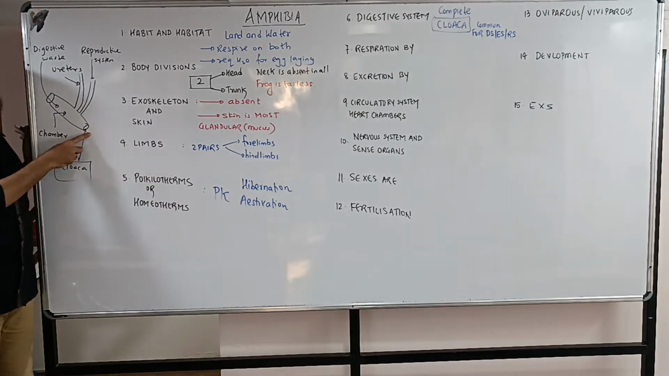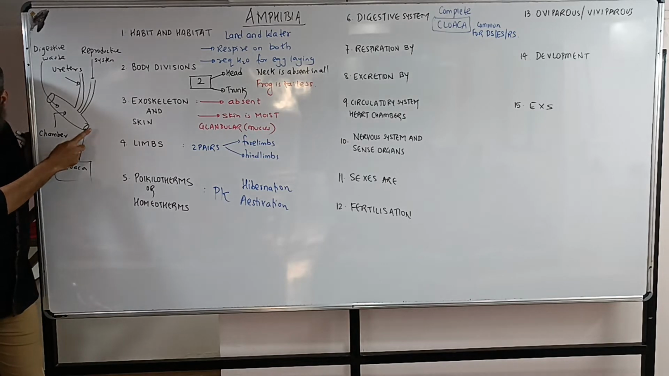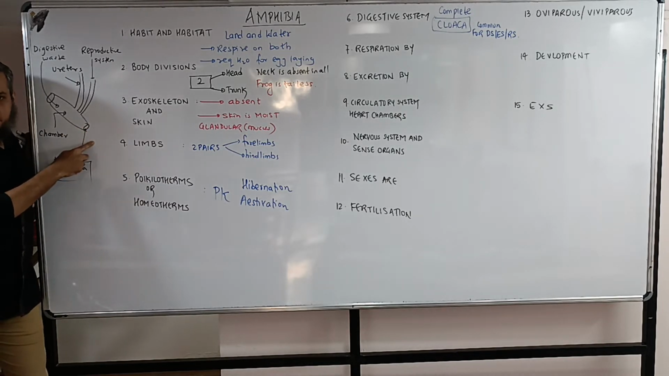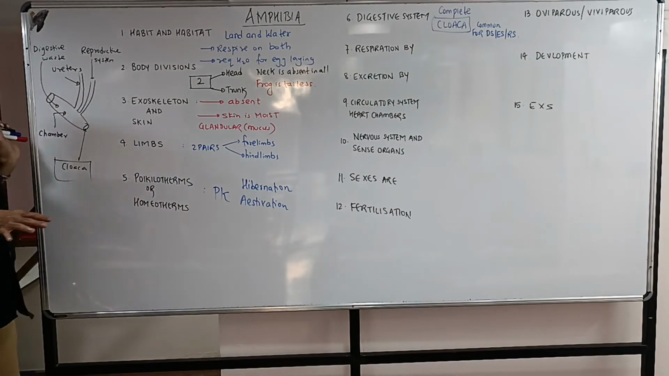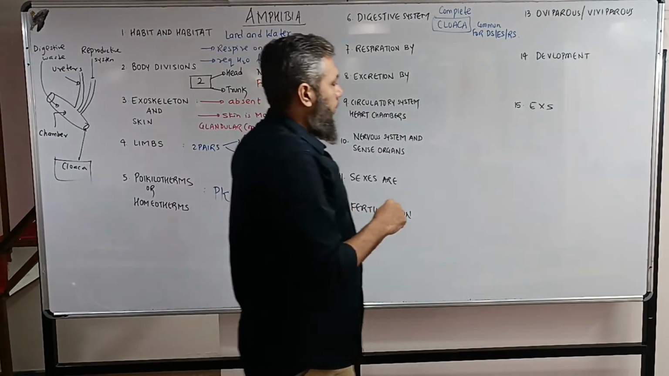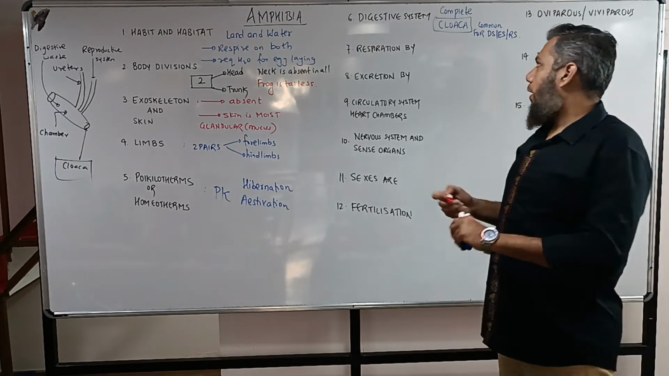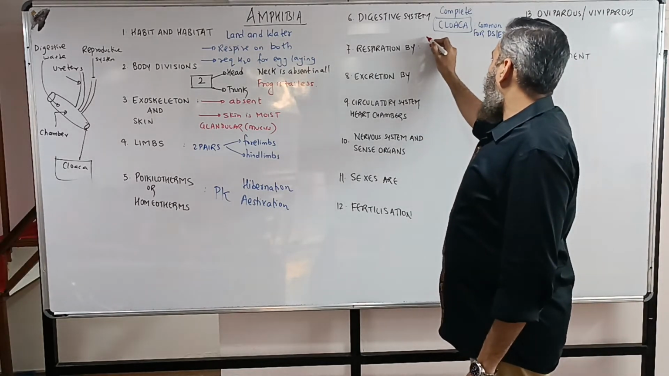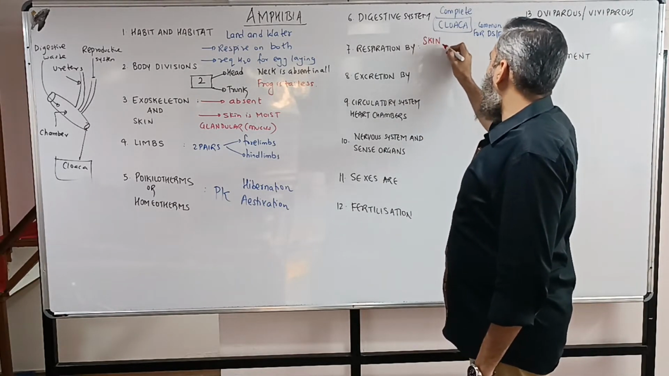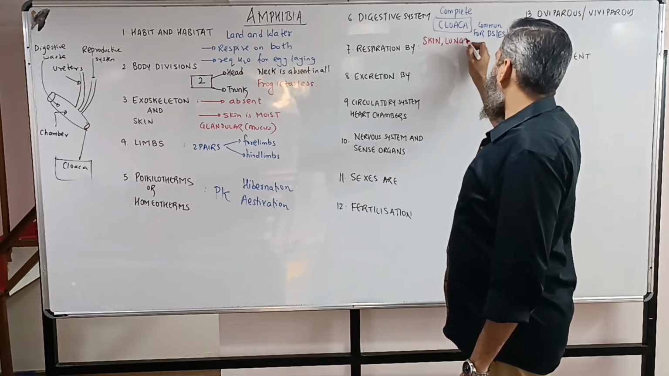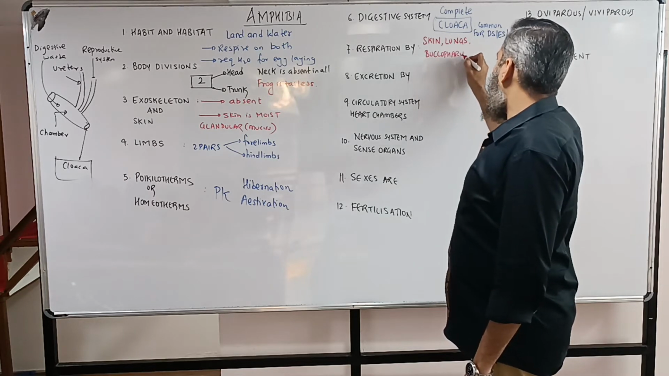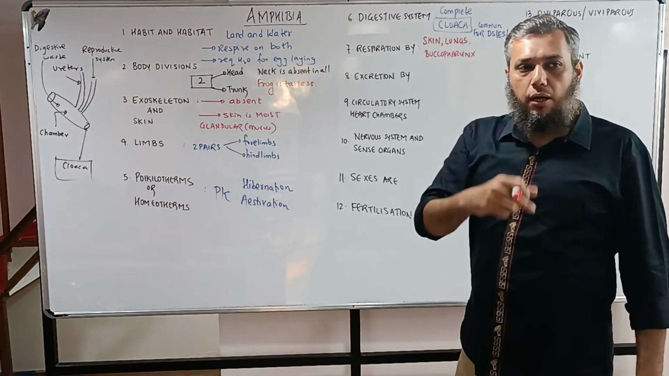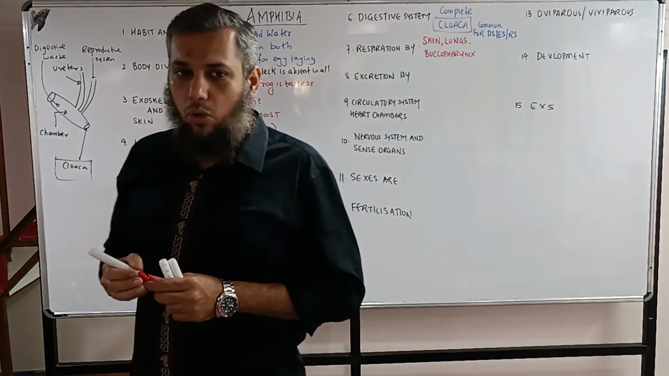So this cloaca is for digestive system, respiratory system, excretory system, or all? All. And it's a characteristic feature of amphibia. What is my point? Respiration can occur with the help of skin, it can take place with the help of lungs, and it can take place with the help of buccopharynx. That is the mouth and the pharyngeal region is called buccopharynx.